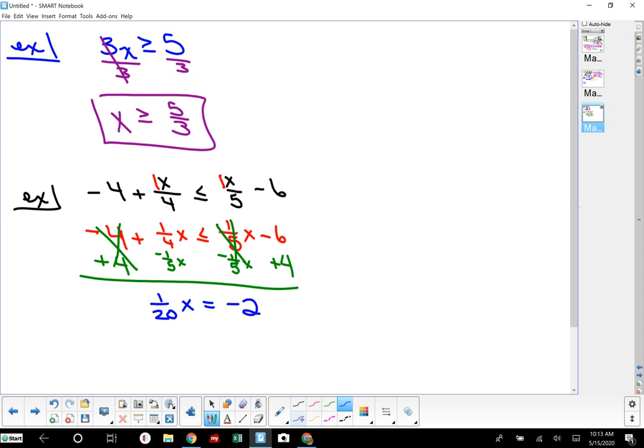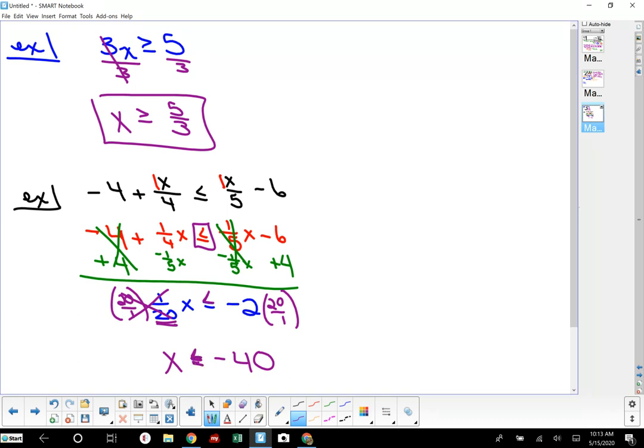And I mentioned a while ago that when you have a fraction here as your coefficient, you can multiply by your reciprocal. These will cancel each other out. And then you have x equals -40. Oh, I made a boo-boo. Did you see what I did? I totally dropped my inequality symbol. Less than or equal to, less than or equal to.